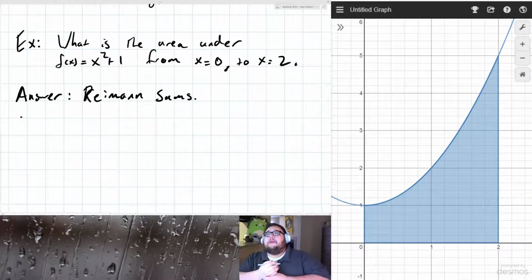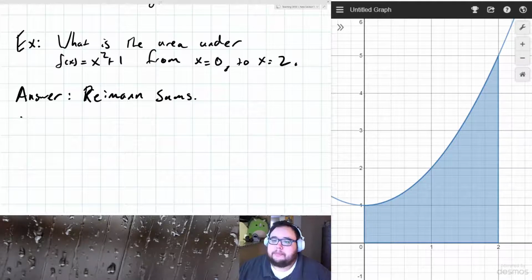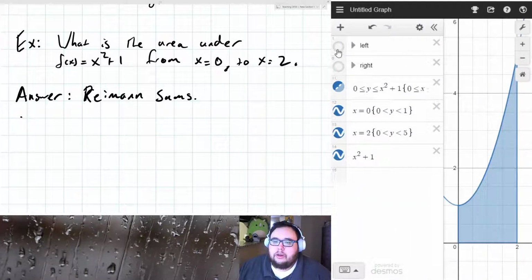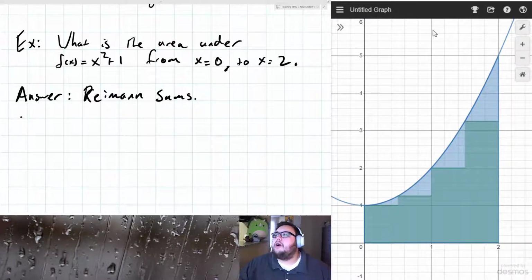Or sometimes called Riemann rectangles. Basically, what you're going to do is take this curve and draw a bunch of rectangles under it. You could draw the rectangles under it, or you could draw the rectangles above it. In this case, I've had the rectangles meet the curve at their left-hand most corner, right?